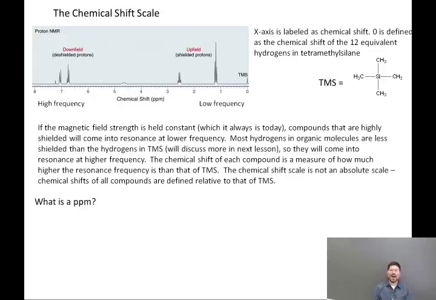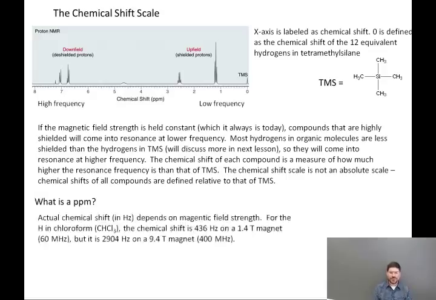Okay, so now what is a ppm? Well, we have said that the x-axis really talks about how the frequency changes between the resonant frequency of a particular hydrogen and the resonant frequency of TMS. So those frequencies, of course, are in hertz. Hertz are the unit of frequency, cycles per second. But the actual chemical shift in hertz, how much different a particular peak in a molecule is to where the peak is in TMS, actually depends on the magnetic field strength, which is somewhat of an inconvenient truth.